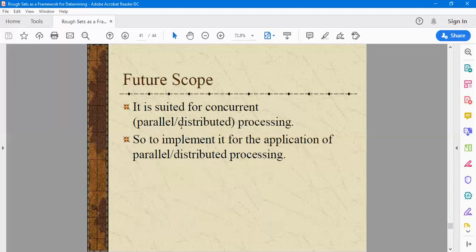Basically, where this is being used, it is most suited for concurrent or parallel and distributed processing. In today's world, internet and mobile applications, anywhere, anytime applications, pervasive computing, ubiquitous computing, they all are using parallel and distributed processing at the back end. So this is very much in demand.